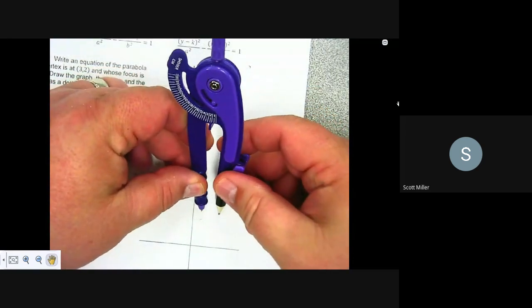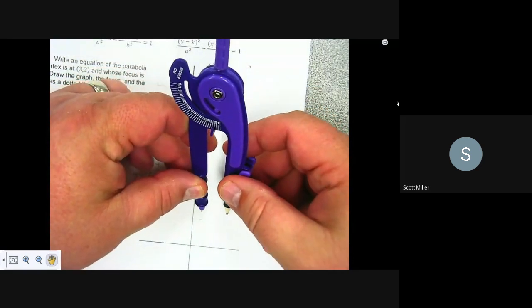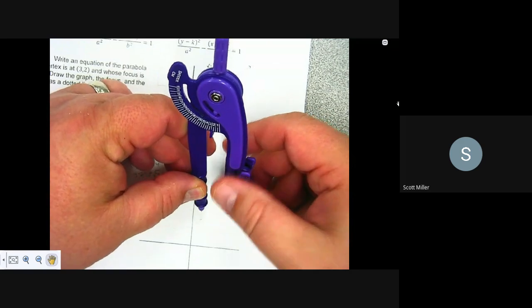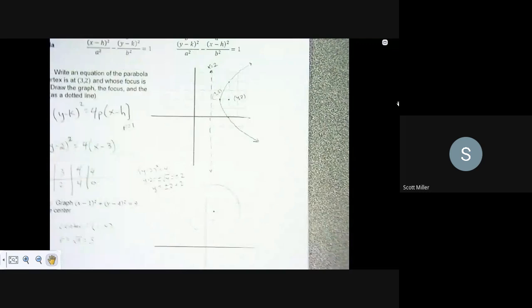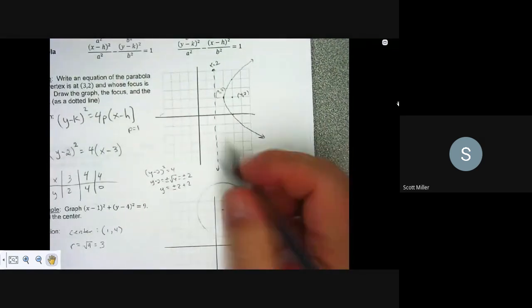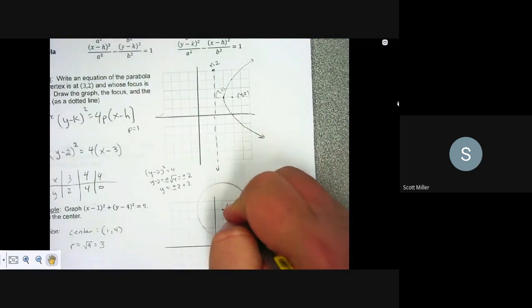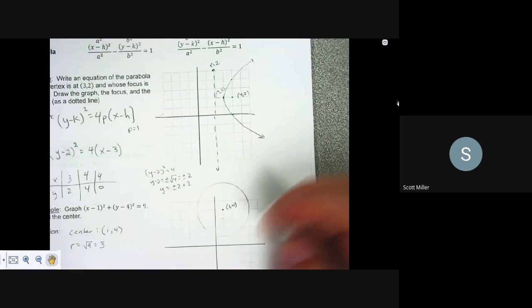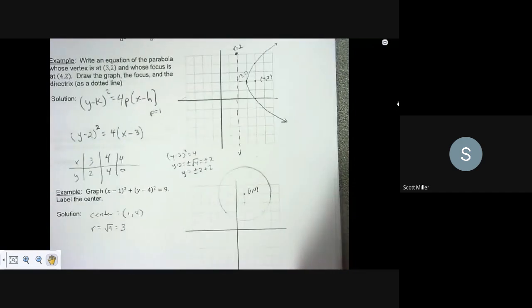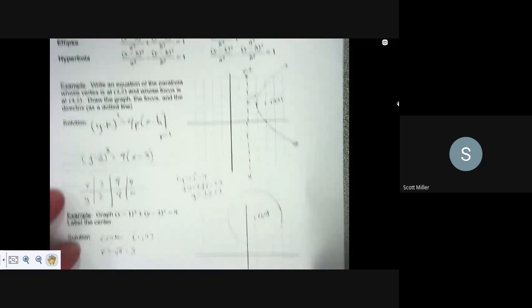So 1, 2, 3. And then I can draw the circle. Again, I should have lowered it a little bit, but you get the idea. So there it is. Here's my center at 1, 4. Okay, and the radius is a distance of 3. Okay, let's look at some other questions.